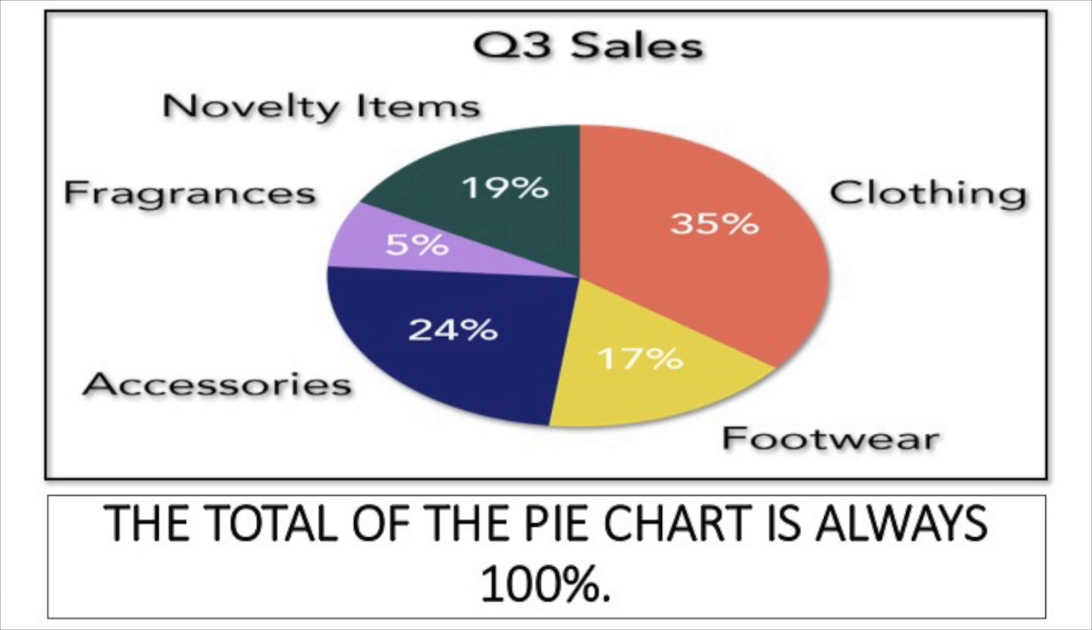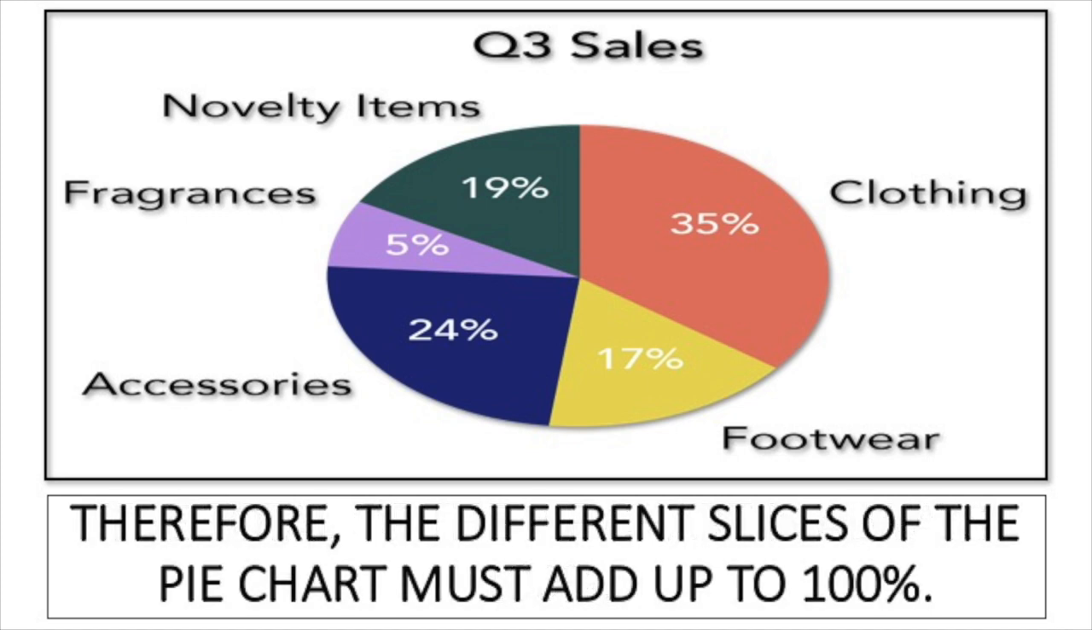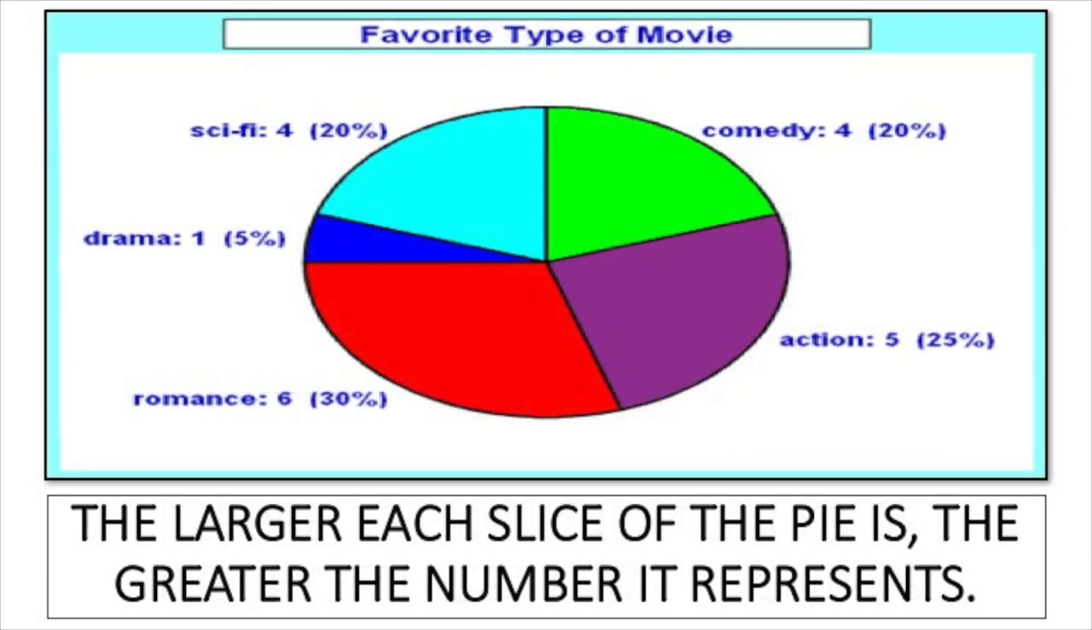And this pie chart is about the sales in a particular shop. So they have 35% sales of clothes. Footwear is 17%. Accessories, 24%. Fragrances, 5%. And then novelty items. But all together, 100%. Therefore, the different slices of the pie chart must add up to 100%. Yes. The larger each slice of the pie, the greater the number it represents.